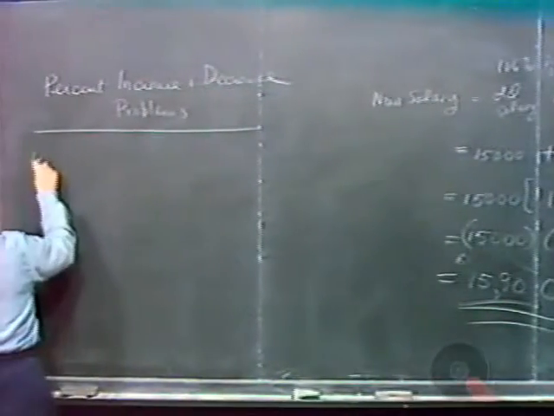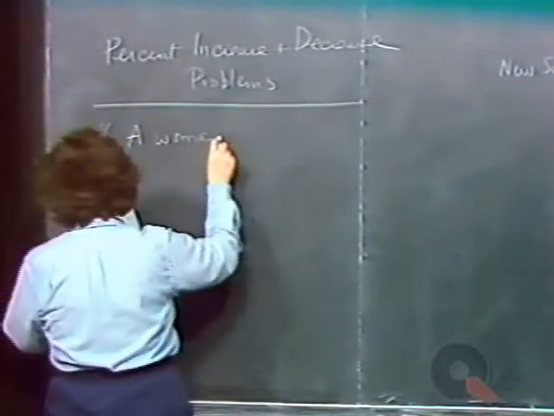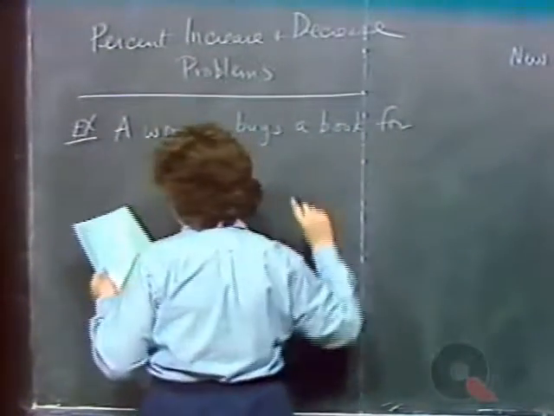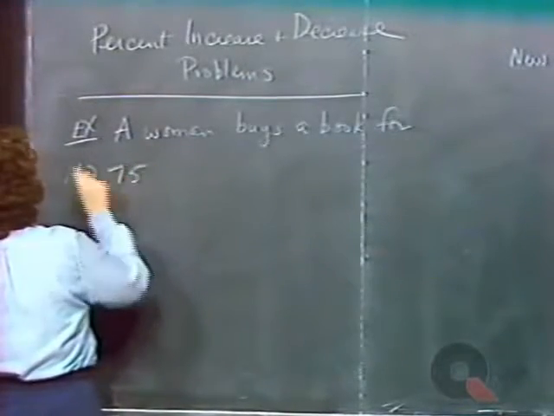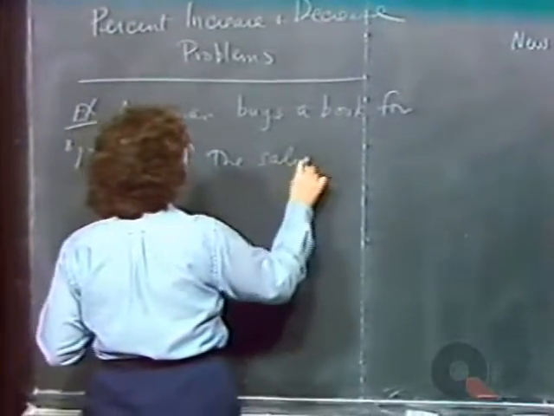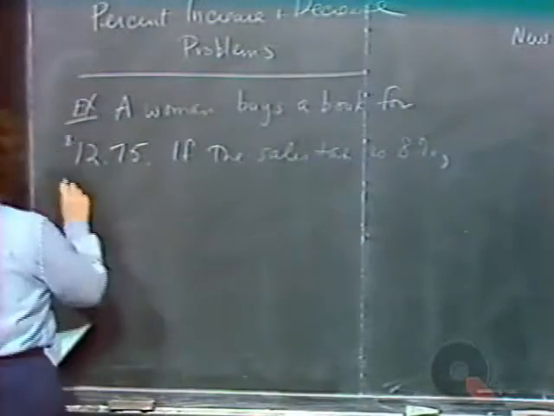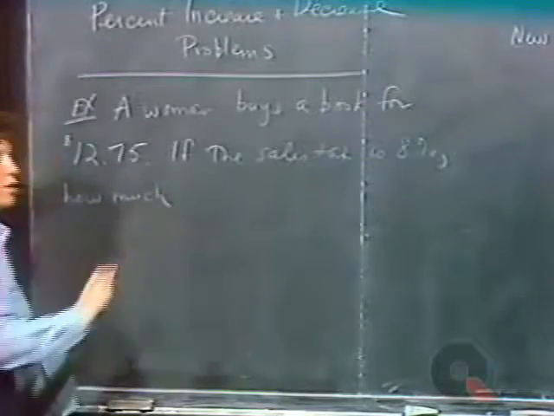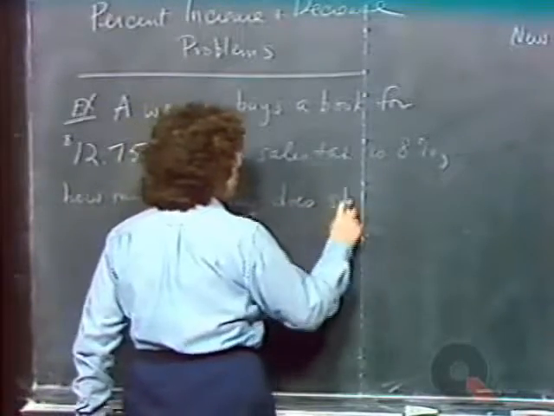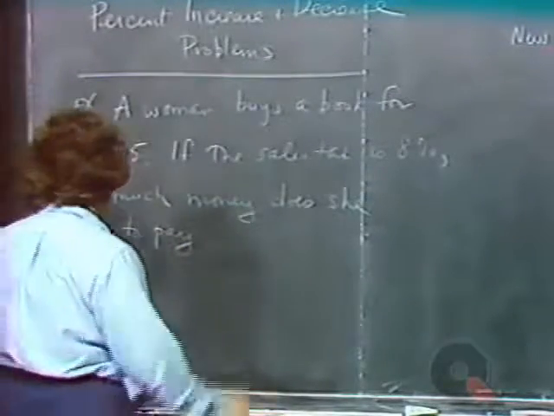For our next example, we have the following. A woman buys a book for $12.75. If the sales tax is 8%, how much money does she have to pay the cashier?